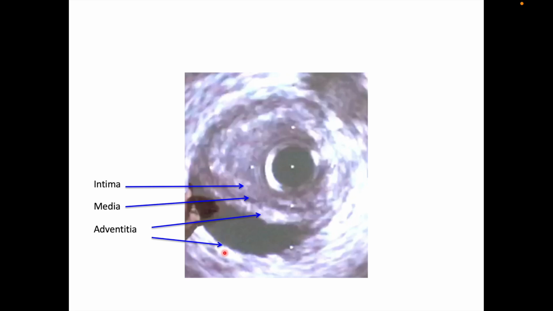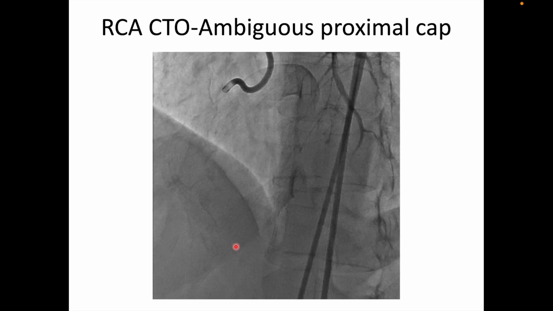So what's happening is, you can see here why I'm calling this media, because media is going in a circle like this, it's going all around, all around. But then there is adventitia as well. But why do we have this big space here? Because this is the space within the adventitial layers. As I explained earlier with CTO wiring, you can have blood collection here.